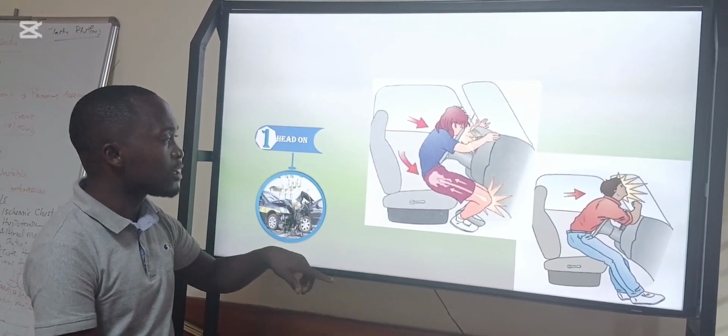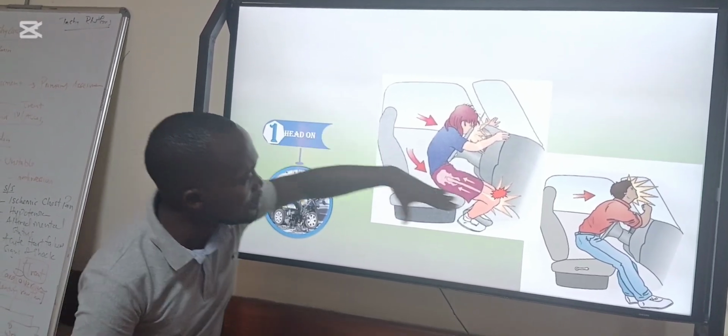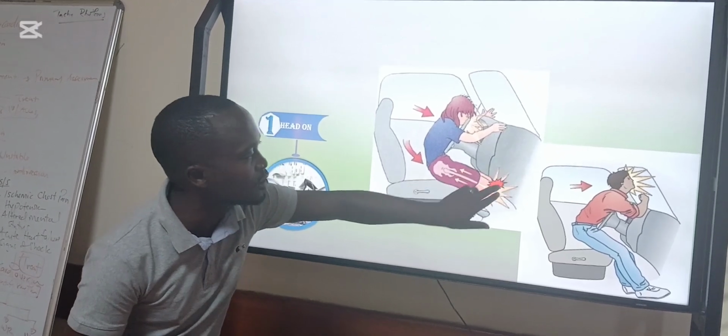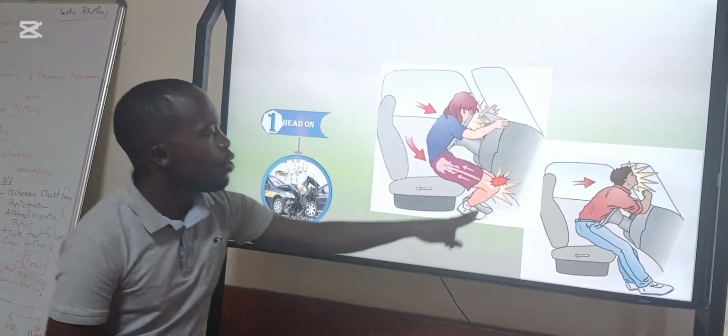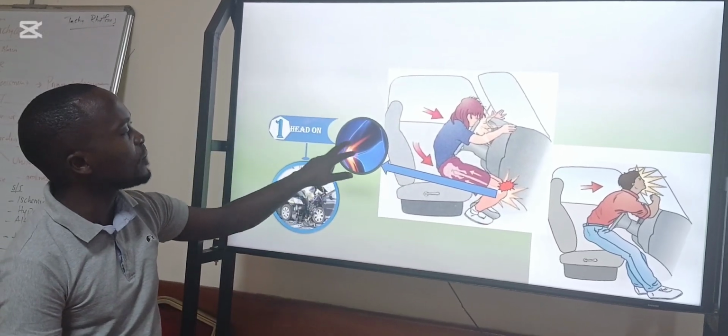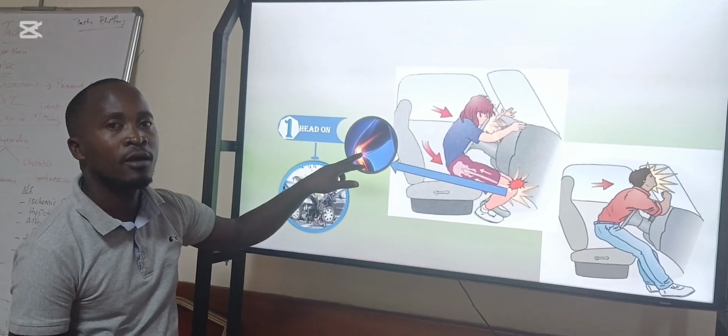So number one of the things you need to pick here is, when they're moving on the down and under, the knee will be the first part of the body to hit the dashboard from this impact. So from that, what you expect is injuries at the knee at that point. So assessment should be done here.